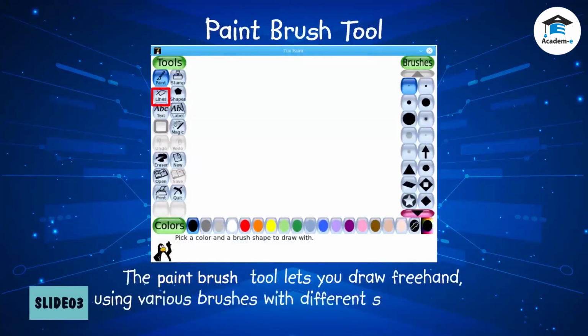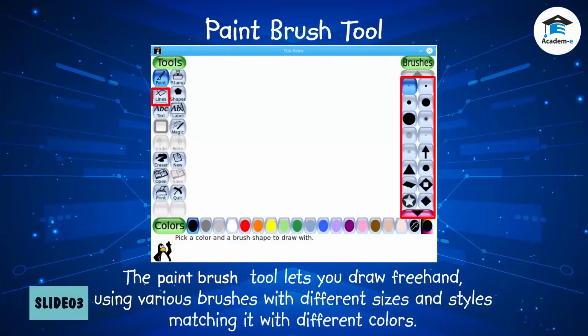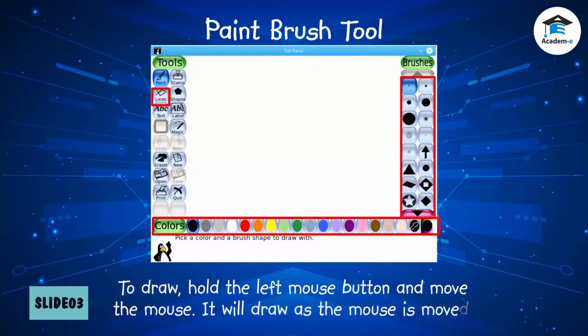The paintbrush tool lets you draw freehand, using various brushes with different sizes and styles matching it with different colors. To draw, hold the left mouse button and move the mouse. It will draw as the mouse is moved.